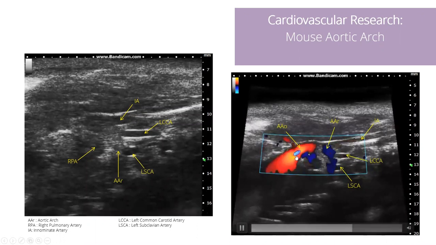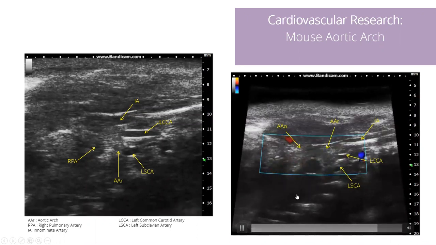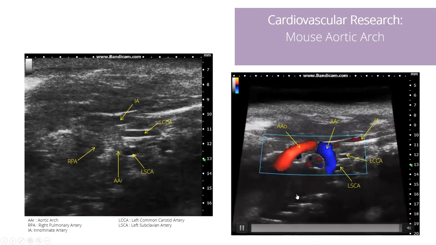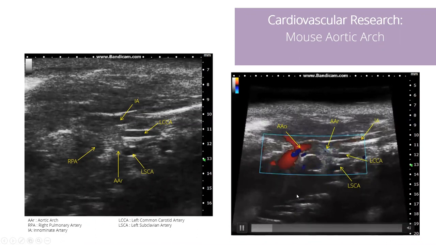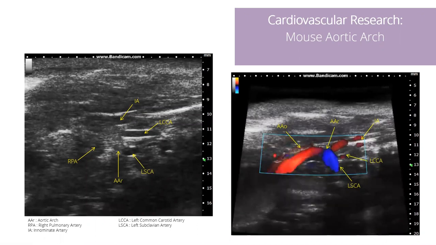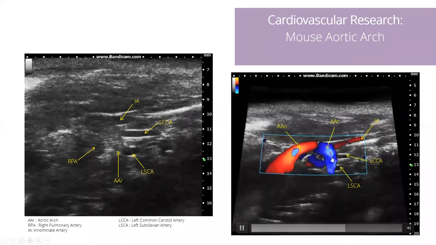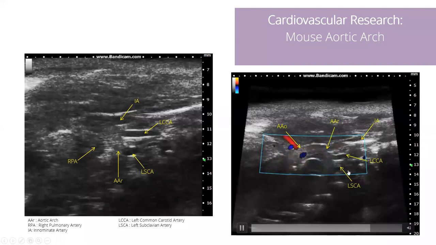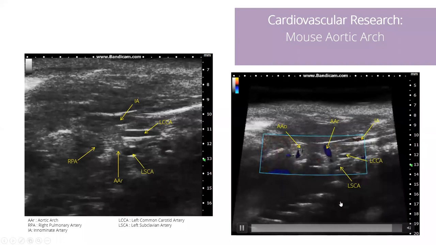We'd also be able to use color Doppler to visualize changes in flow velocity. So if we cause the stenosis with the TAC model, we're going to see an acceleration of the blood flow through that narrowing of the artery, and we could visualize that and measure it using color Doppler and then subsequently with pulse wave Doppler as well.